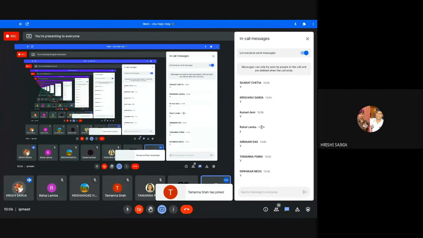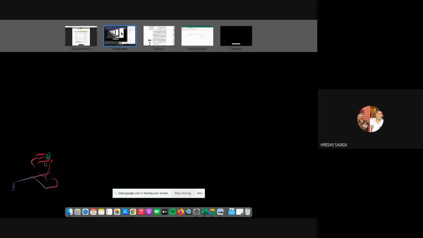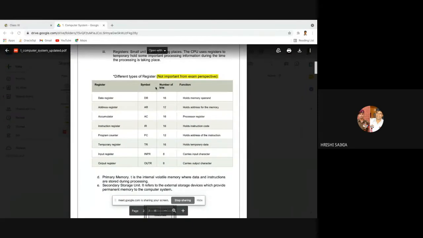So the task portion. Okay, which portion? This task portion of register. Yes, sir. Okay, this portion you need me to explain once again, right? The function of each and every register. Yes.